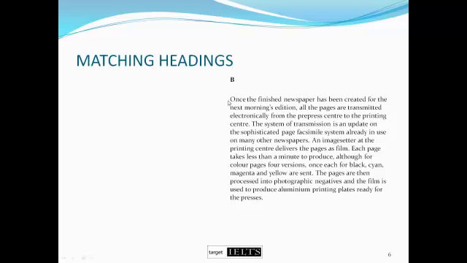Let's read the second paragraph. It says that once the finished newspaper has been created for the next morning's edition, all the pages are transmitted electronically from the pre-press center to the printing center. The talk about system of transmission is an update on the sophisticated page facsimile system already in use in many other newspapers. First line again, once the finished newspaper has been created for the next morning's edition, all the pages are transmitted electronically from the pre-press center to the printing center.